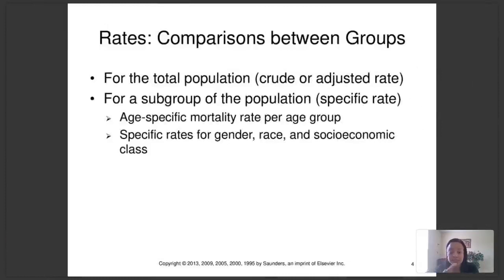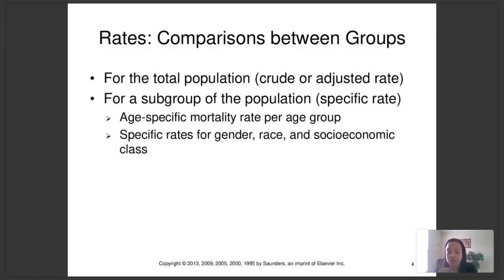So rates, again, as it breaks down here, are comparisons between groups. We could have a crude or adjusted rate. You'll hear that terminology often when we're looking at a total population. If we're looking at the population of the United States, there's going to be some type of crude or adjusted rate, based on whatever disease process we're looking at, heart disease, for instance. Then we could look at subgroups as well. Maybe out of the US, we may be looking at African-American gentlemen over the age of 55. Now we've narrowed that population down to a subgroup of that population.